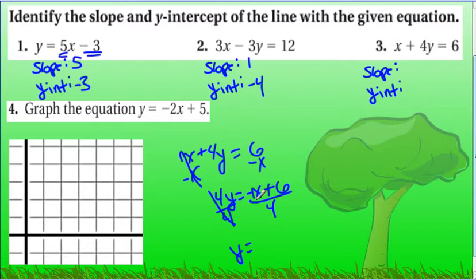-1 divided by 4, we're going to leave as a fraction. -1 divided by 4x. Put the negative up top like that. And 6 divided by 4 again does not give us a whole number, so leave it as a fraction. Simplified, 6 over 4 can simplify to 3 over 2. So the slope is going to be -1/4, and the y-intercept is going to be 3 over 2. Not the easiest thing in the world to graph, but we don't have to graph it.